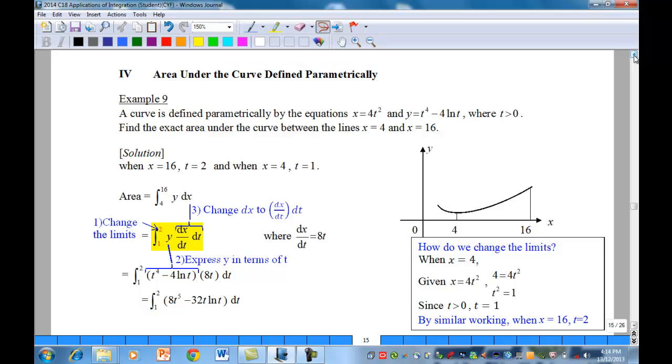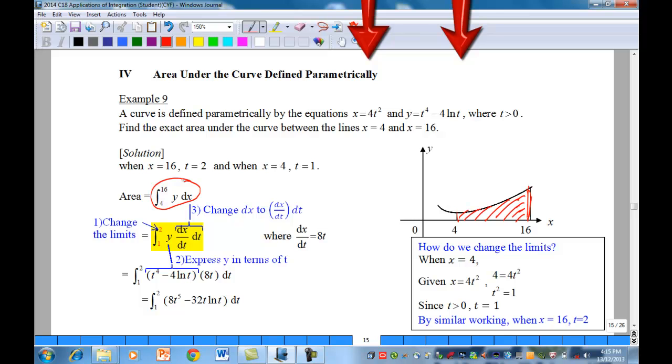Hello and welcome to this video lecture on how to find area under a curve that is defined parametrically, as in example 9. In this example, we need to find the exact area under the curve between the lines x equals 4 and x equals 16, which is shaded here. To do this, from earlier lectures, we know that the area is given by the integration of y dx from 4 to 16.